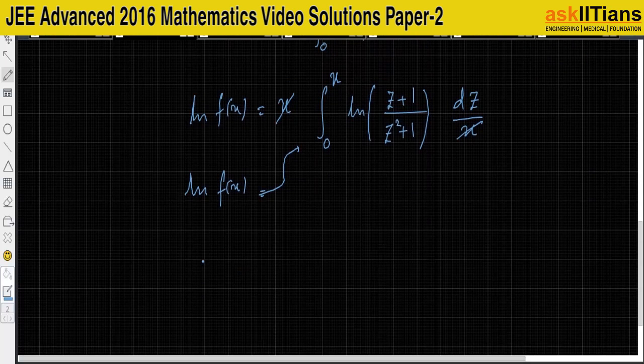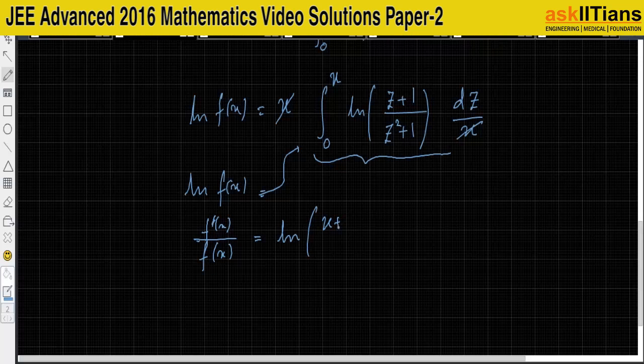Now if I differentiate both sides, what will I get? I'll get 1 by f x into f dash x. If I differentiate ln of x, I'll get this, and if I differentiate this by using the Leibniz rule, derivative of the antiderivative, I'll get ln of x plus 1 divided by x square plus 1. So this will be the value of f dash x divided by f x.